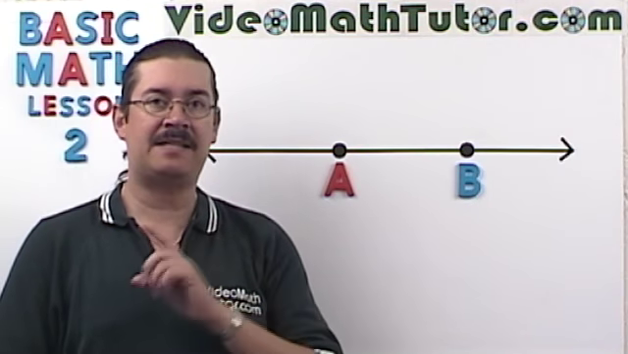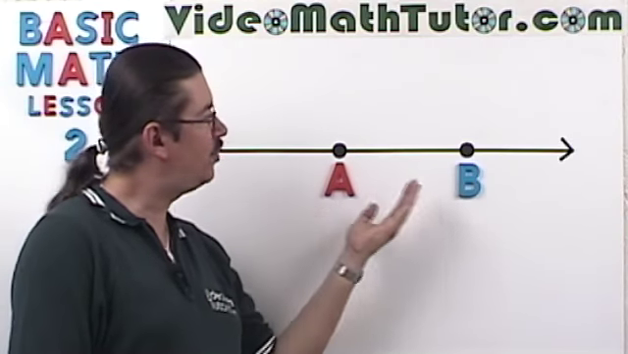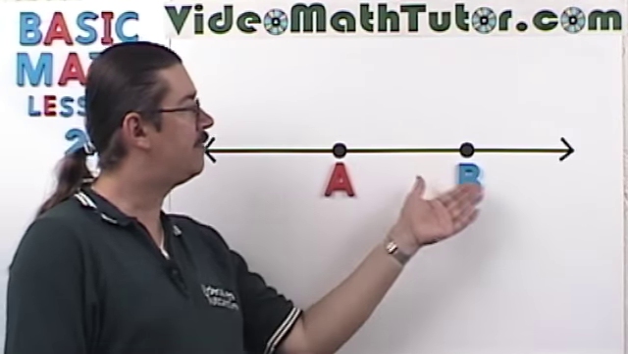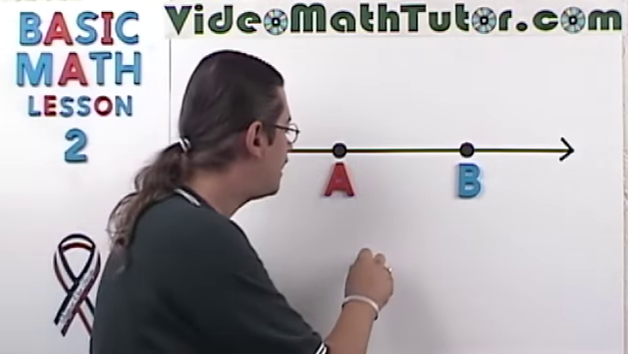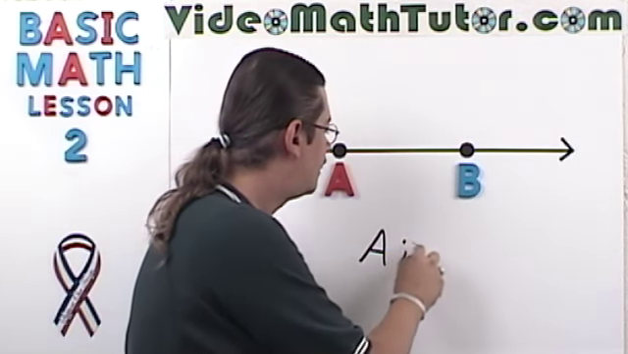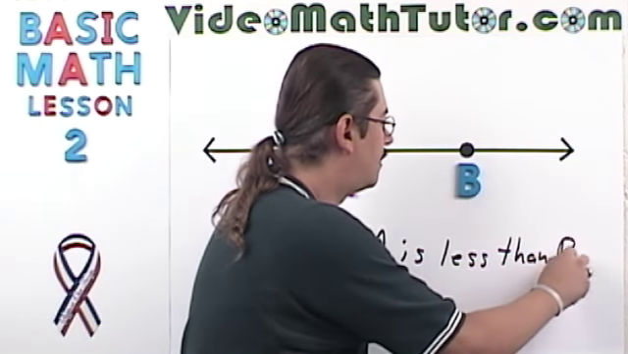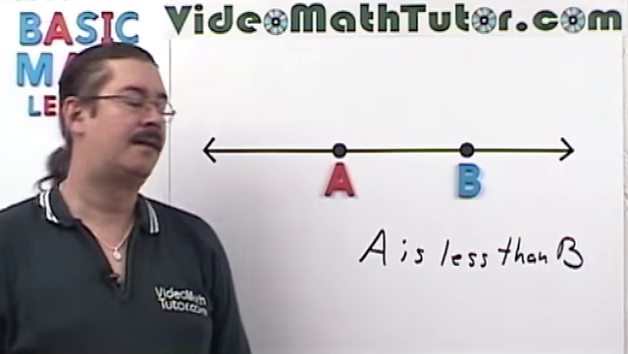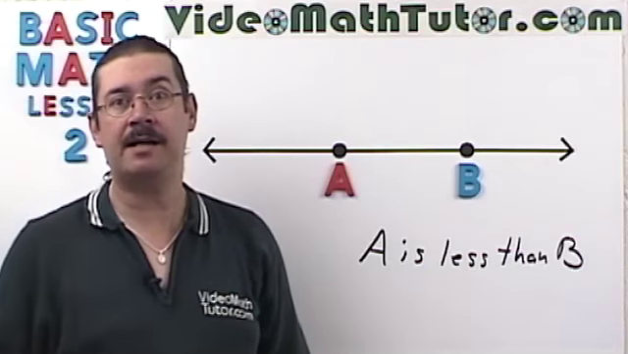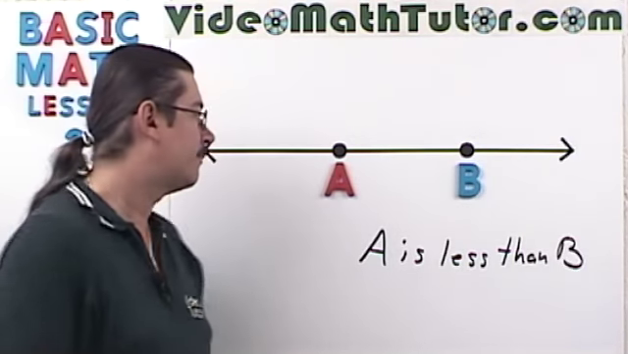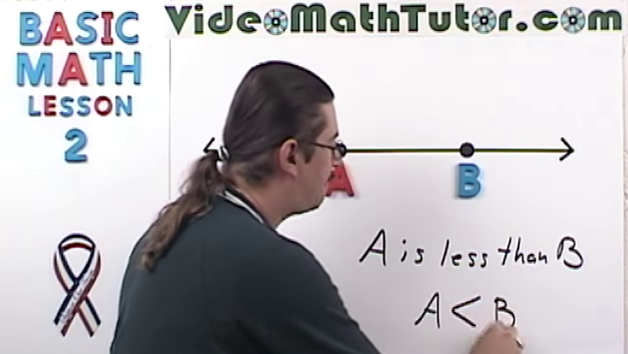A number is less than another number if its point on the number line is to the left of the point of the other number. So in this case, I can say A is less than B. Now, the beauty of mathematics is that I don't want to keep writing "is less than" all the time. We have symbols for that. A is less than B.